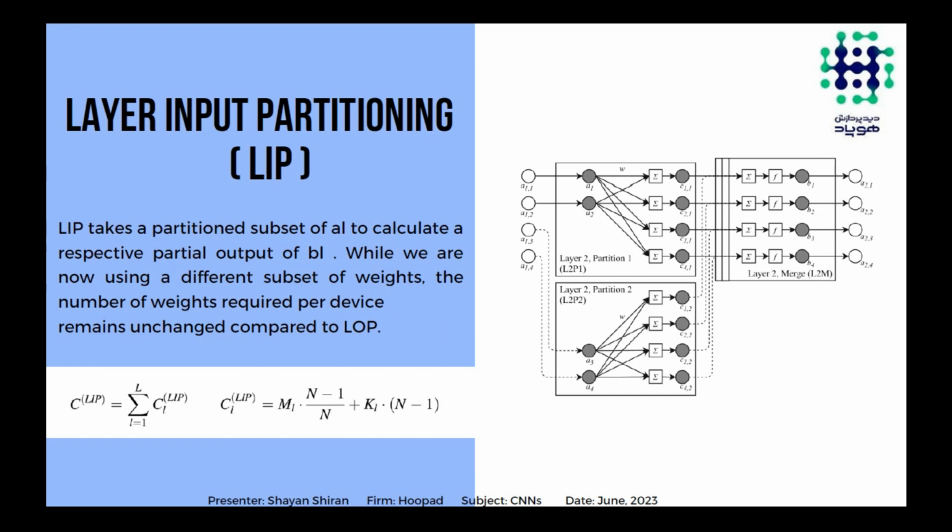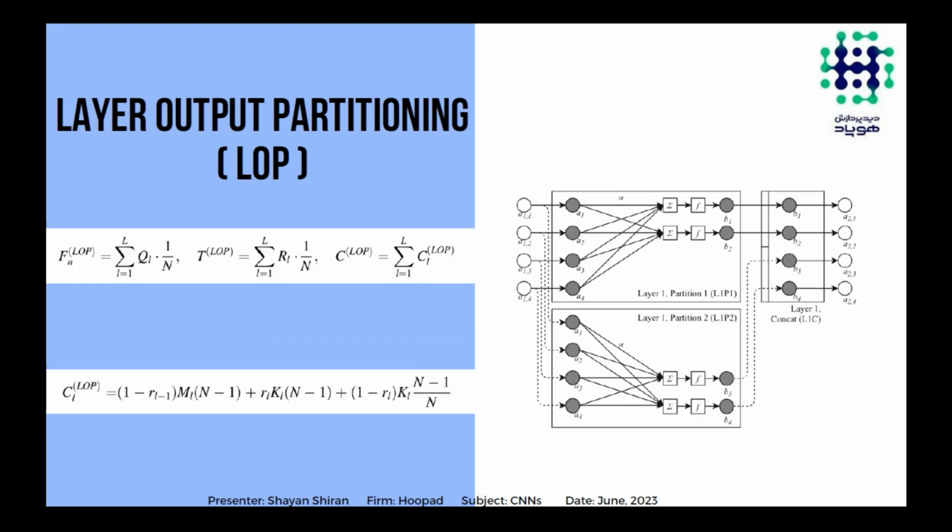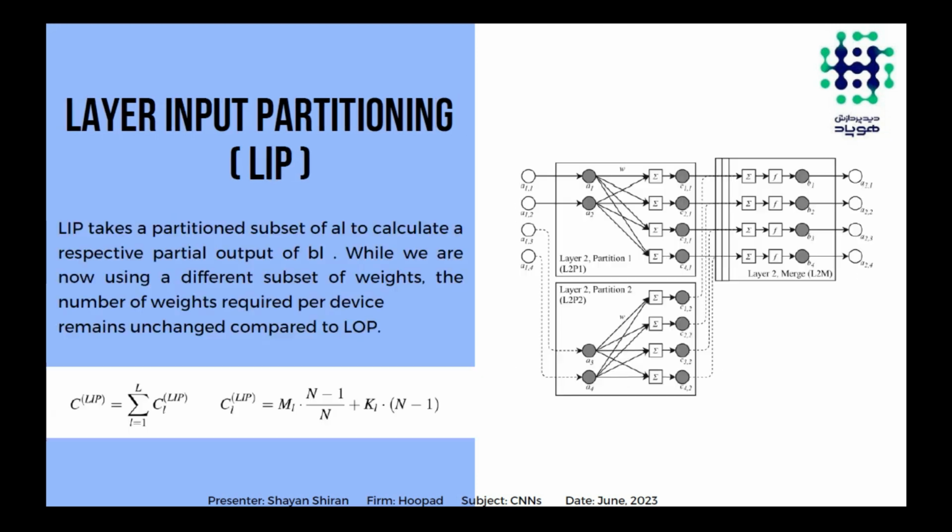The other method for partitioning the weight-dominated layers is layer input partitioning. In the previous slides, we partitioned the outputs. Here we partition the inputs. As you can see here, LIP takes a partition subset of A to calculate a respective partial output of B. B is our output neurons and A is the input neurons.